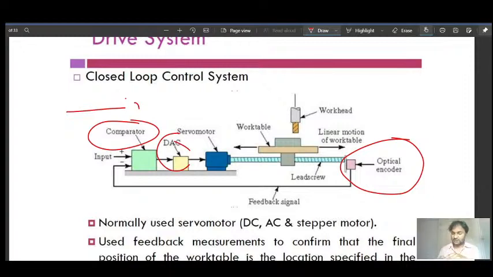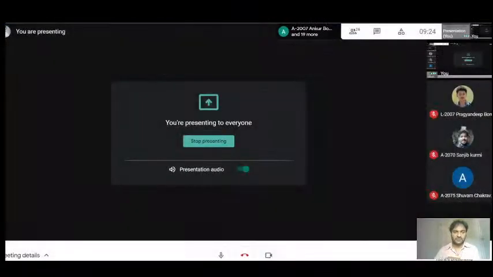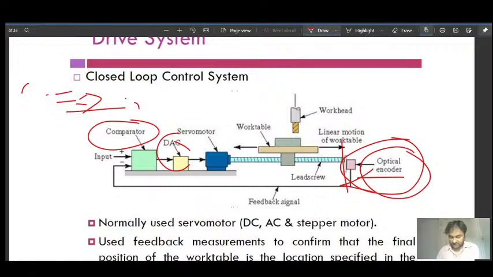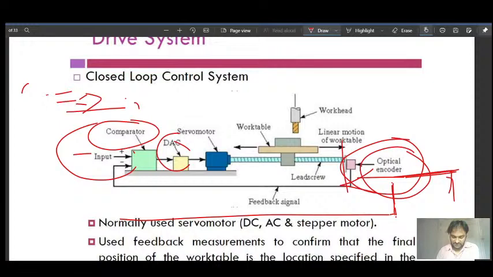In closed loop, we also send the pulse from this end, but we count the pulse from this end, the optical encoder side. So it does not matter how many pulses you are sending from the controller, but the total pulses counted from the optical encoder will be used as a reference, and then the comparator will compare with the input pulse. If there is any difference, more pulses will be supplied from the controller, and then this will drive the motor, lead screw and that table. That was the concept.